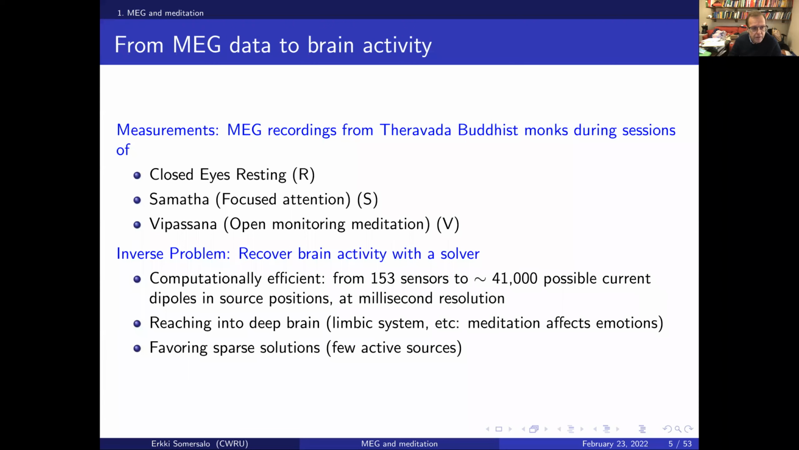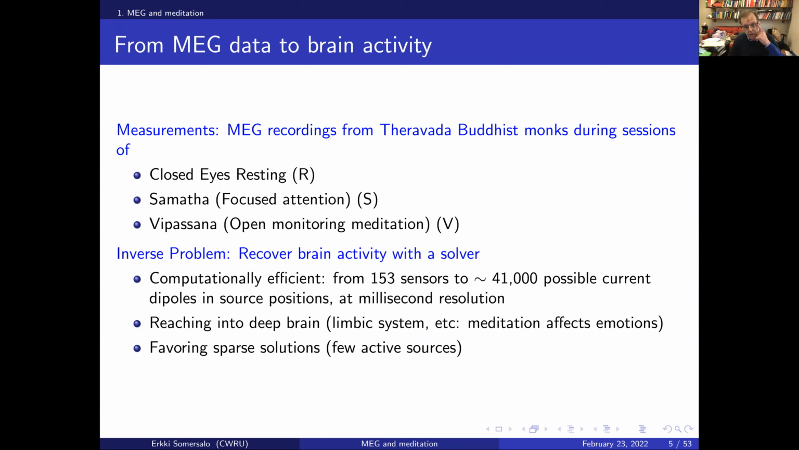The problem is that most of the information about what is happening in the brain is kind of self-reporting. And so it would be nice to know if there is really a physiological change in the brain activity during meditation, in particular in which parts of the brain the changes occur.